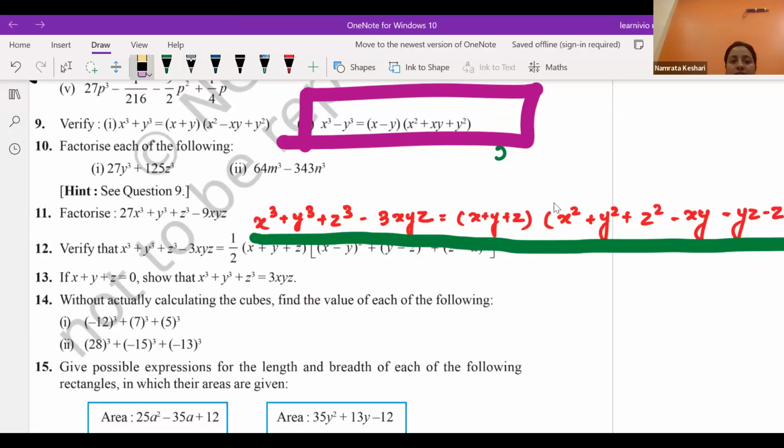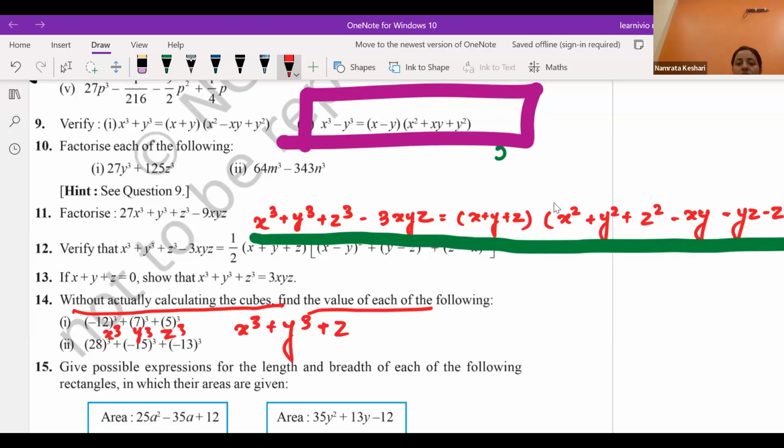Let's see the next one, number 14. Minus 12 cube plus 7 cube plus 5 cube. Without actually calculating the cube, find the value. So this is just the same formula. It is in the form of x cube plus y cube plus z cube. If you have this format, then you can just shift this 3xyz to the other side. How? You can write it this way.